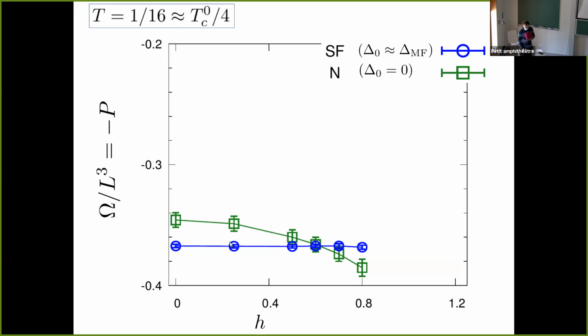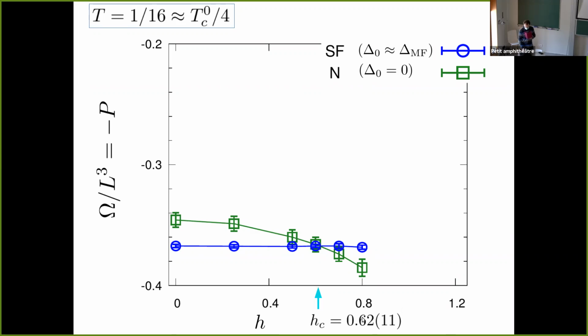So here it is as a function of h. The blue points correspond to the superfluid phase. They are obtained by taking the mean field delta, non-zero delta. And the green points correspond to the normal phase, and they are obtained by just taking delta 0 equal to 0, so without breaking the symmetry. And you see that indeed the two curves are crossing. So as expected, as a function of h, here the superfluid phase is the equilibrium one, and then it switches to the normal phase.